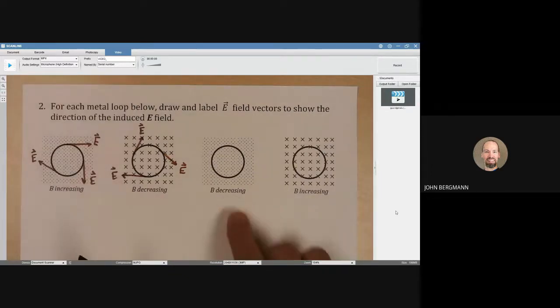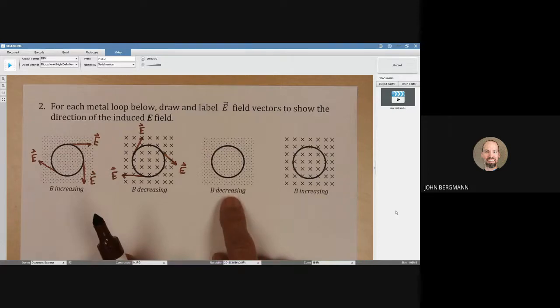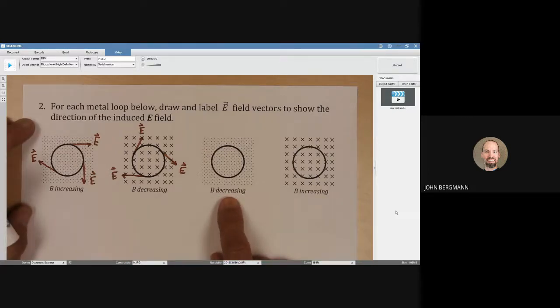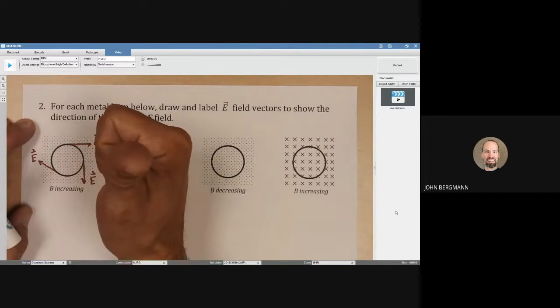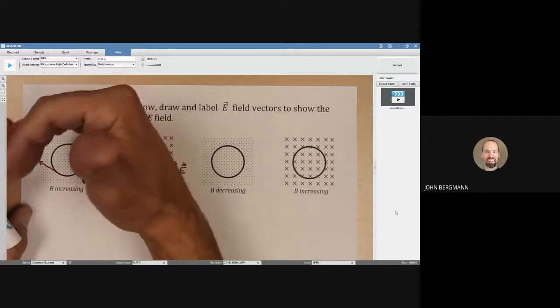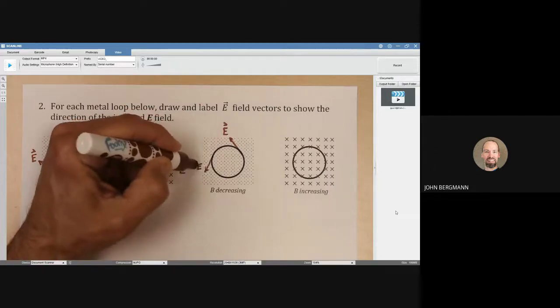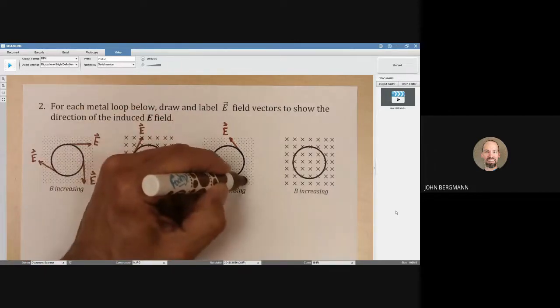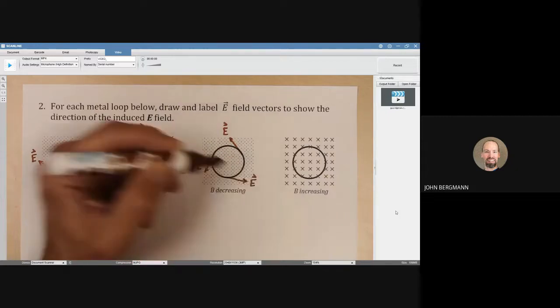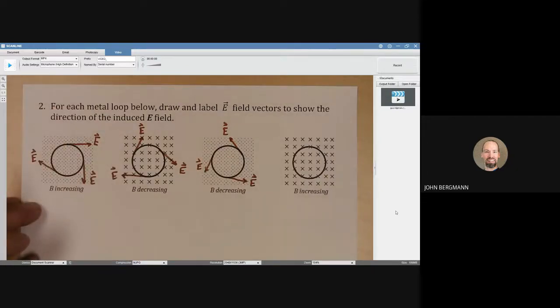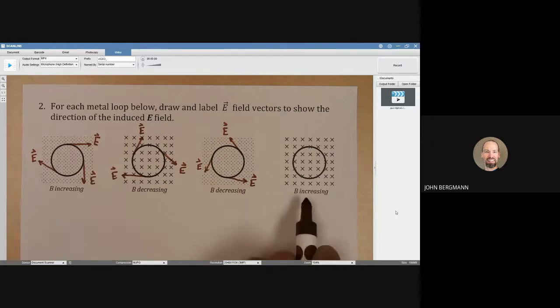How about for the next one? The magnetic field is coming out towards us, so that means that the flux is directed out towards us, and it's getting weaker. Nature doesn't like change, so we're going to try and help that weakening flux with our thumb. I'm thinking counterclockwise this time. The electric field and the EMF and the induced current, if we have a metal loop, are all in the same sense.